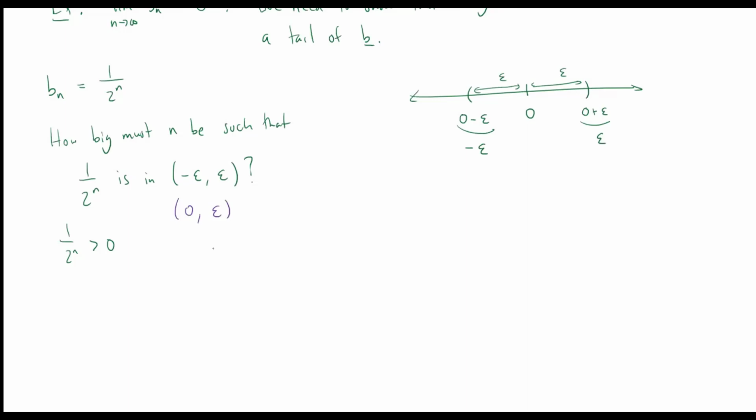Okay, now what does it mean? Well, let me write this on the other side. What does it mean if you're in this interval? That means you're bigger than 0 and you're less than epsilon. So the real question is, how big must n be such that 1 over 2 to the n is less than epsilon?